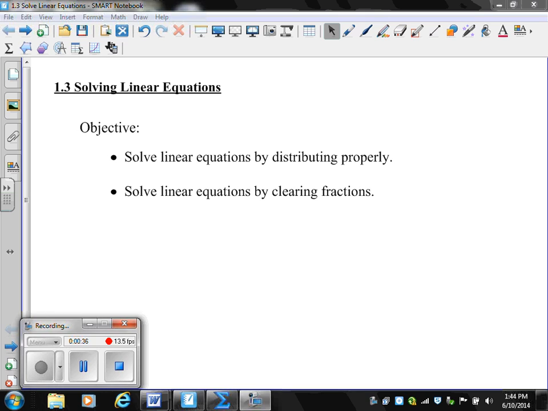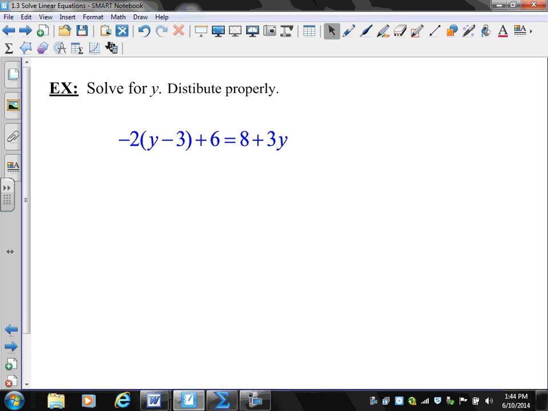Okay, so we're going to solve a linear equation here, and the key that I'm going to focus on here is the distributing. That's what I'm mostly concerned about. The rest of this, I'm not overly concerned; you guys should be able to handle the rest of this. So I'm looking right here at the negative 2 times the y minus 3. That's where I want to distribute.